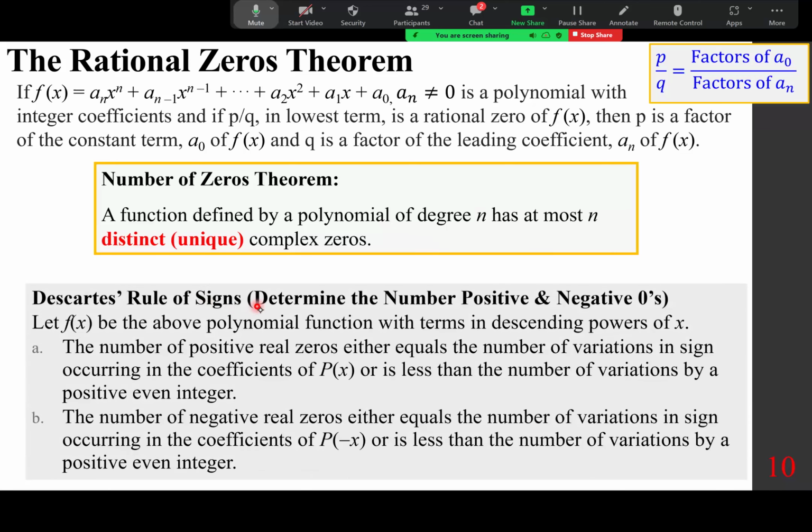Descartes' rule of signs: determine the number of positive and negative zeros. Let f of x be the above polynomial function with terms in descending powers of x. This is extremely important, because if it's not in descending power, you just have to make it so. You put it in descending power. That's extremely important, everybody, and then it works.